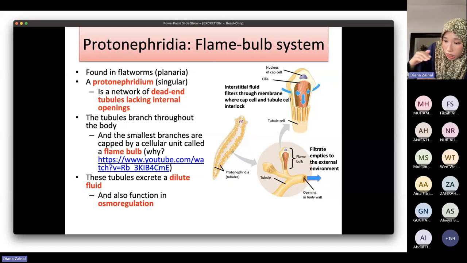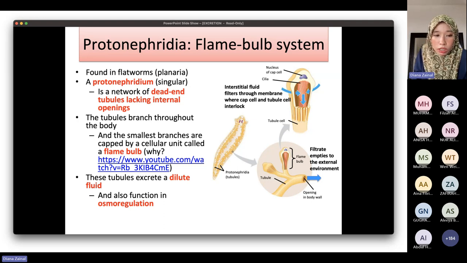Dead end maknanya kalau kita kan macam bersambung lah, like our blood system ataupun blood capillary ataupun blood vessels are continuous kan, tak ada penghujungnya. But for this one, they have dead end over here. Lacking internal openings, tak ada pembukaan mana-mana. So the tubules branch throughout the body and the smallest branches are capped by a cellular unit called a flame bulb. Okay, why, no need lah to know.